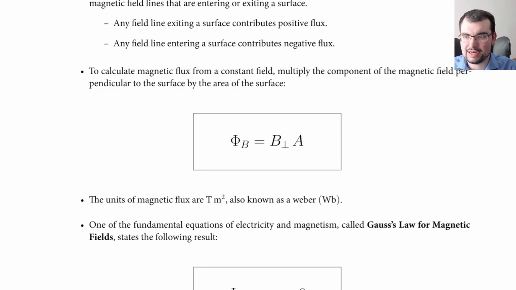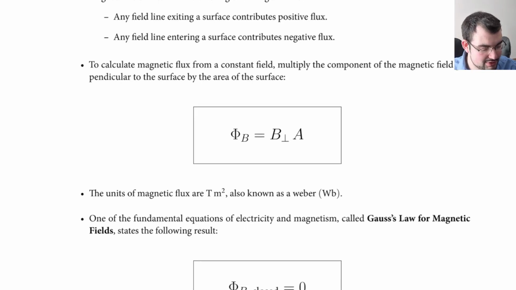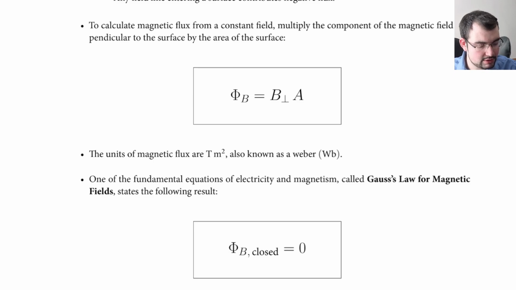So this is our definition of how to calculate flux. It's the amount of a field that pierces an area. So it's important that we actually look at this perpendicular part. It isn't just field times area, it's actually the perpendicular component of the field times the area.